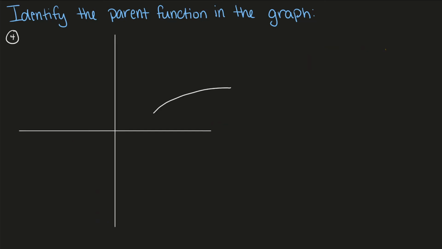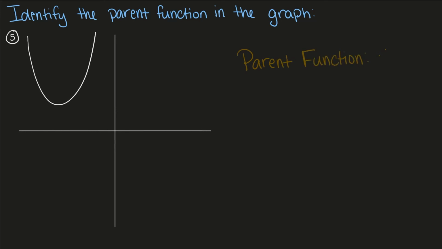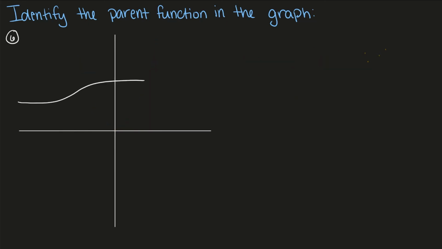This function is just like our square root function, just moved up and to the right. So the parent function for this function is f of x equals the square root of x. This is a parabola, just moved left and up, so we know the parent function for this function is f of x equals x squared. Now we have this function. This is just like our cube root function, just moved to the left and up. So our parent function is f of x equals the cube root of x.